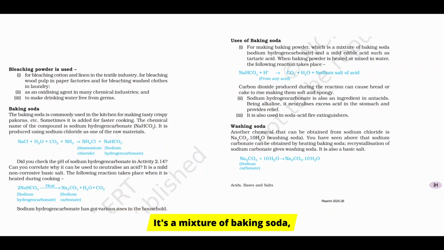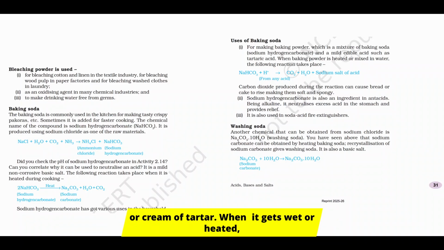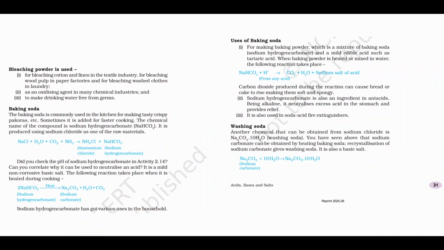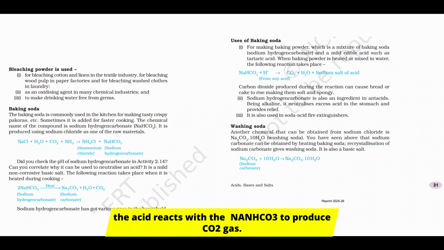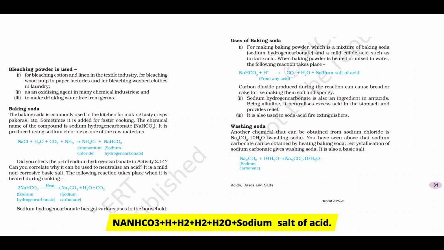Baking powder is not just baking soda. It's a mixture of baking soda and a mild, solid, edible acid like tartaric acid or cream of tartar. When it gets wet or heated, the acid reacts with the NaHCO3 to produce CO2 gas: NaHCO3 plus H+ gives H2O, CO2, and the sodium salt of the acid. The CO2 gas gets trapped in the dough or batter, making cakes, bread, pakoras light, soft, and spongy.